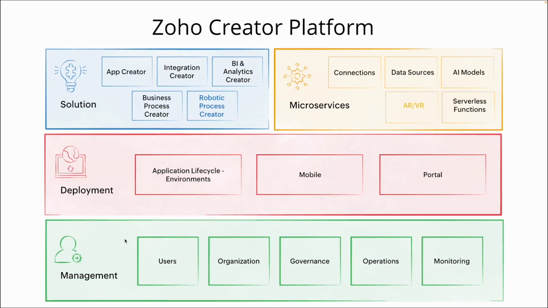Okay. So this is the overall component wise split up. We have app creator, integration creator, BI analytics creator, business process creator, and robotic process creator is on the way. Okay. And then we have microservices, connections, data sources, AI models, AR, VR, everything is there, serverless function. So we have recently brought in the augmented reality capability of Zoho Creator. Then we have deployment. So we have different life cycles. We have base mobile apps which can be built specifically to get integrated to one application of Creator. And we also have the portal where we can add all the customer portals which is required. This is followed by the management. We have users, organizations, governance, operations, and monitoring.